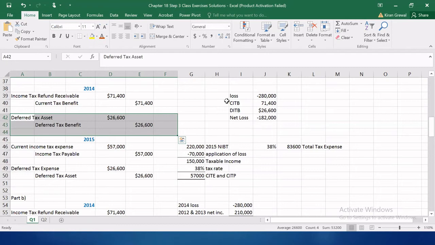So in the year of a loss, we do our carry back entry first. And then if it is likely or probable that we can use up the loss in the future, the carry forward amount, then we can set up our carry forward entry.